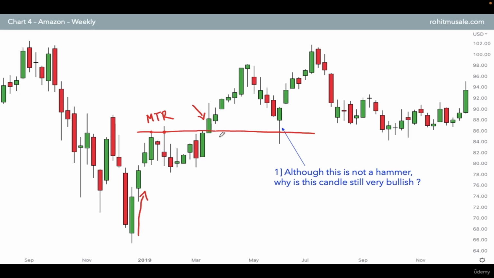So now the same line becomes potential support. This candle, which is not a hammer, is confirming that line. So it confirms that this potential support has become support. So the same line goes from multi-tested resistance to potential support to support. So since this candle is confirming that this line has become support, that is the reason why it is still very bullish. And by now you should know why this is not a hammer. Okay?